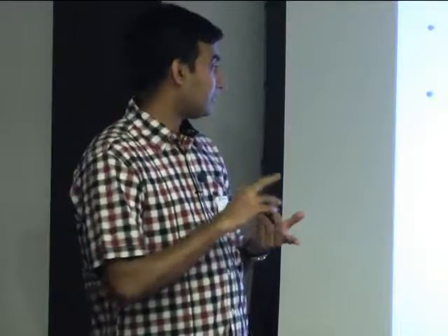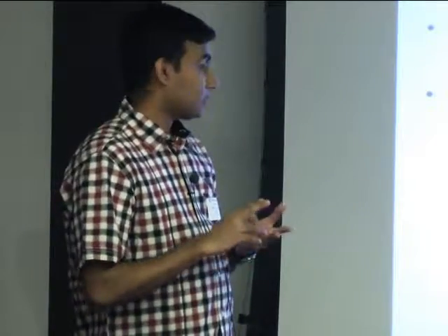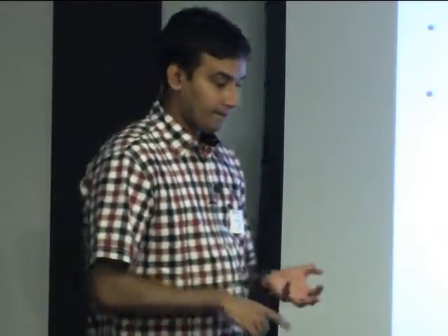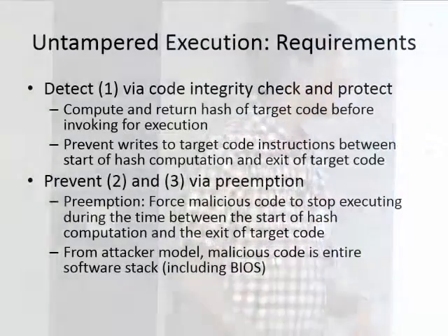So there are 3 ways it can happen. The malicious code can modify the target code image binary, the instructions themselves. It can modify the inputs that are passed into the target code, and it can modify the execution state of the target code as the target code executes. Okay, so we're going to go down this list one by one and see what we can do. So let's build the requirements.